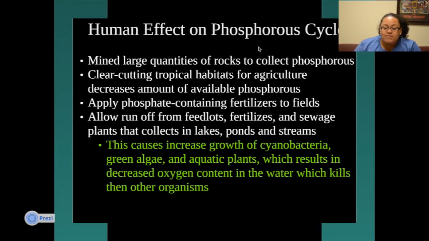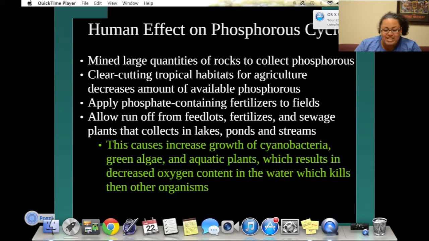The human effect on the phosphorus cycle is that we mine large quantities of rocks to collect the phosphorus. We clear cut tropical habitats for agriculture, which decreases the amount of available phosphorus for plants to take up. We apply phosphorus-containing fertilizers to fields, and this allows runoff from feedlots, fertilizer, and sewage plants to collect in lakes and ponds and streams and totally pollute them with phosphorus.